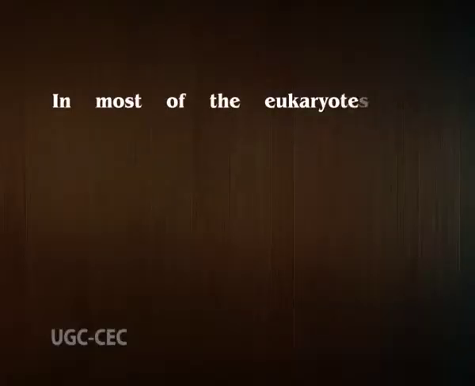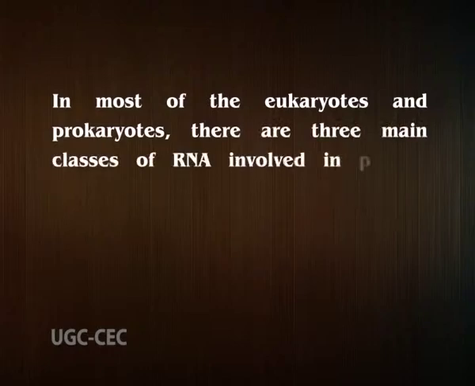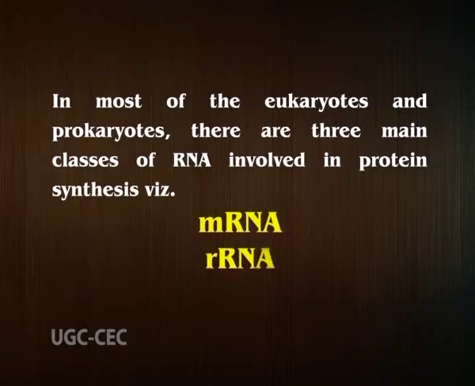In most of the eukaryotes and the prokaryotes, there are three main classes of RNA involved in protein synthesis, namely messenger RNA, ribosomal RNA, and transfer RNA.